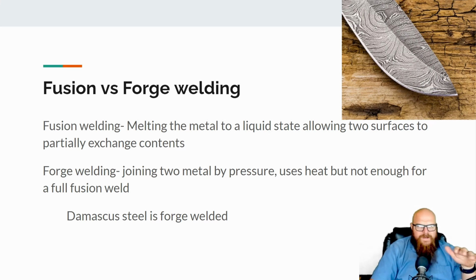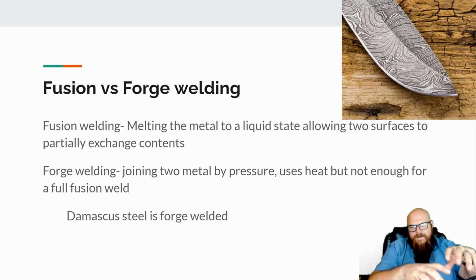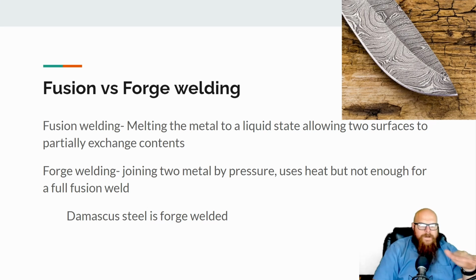If everything's done right, you shouldn't have any strength difference from parent material to weld to the other parent material. It should be a nice, seamless kind of transition between the two. That differs a little bit from forge welding. When we're forge welding, we're joining metal together by pressure.